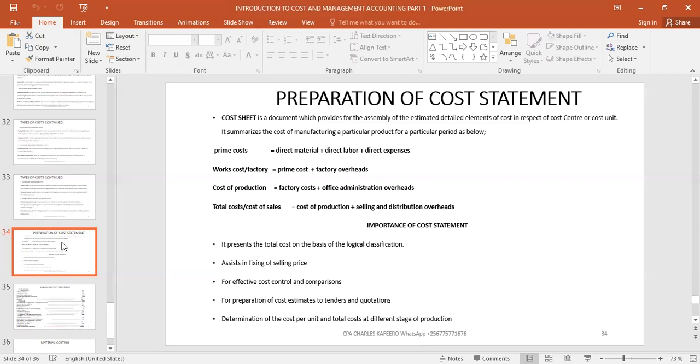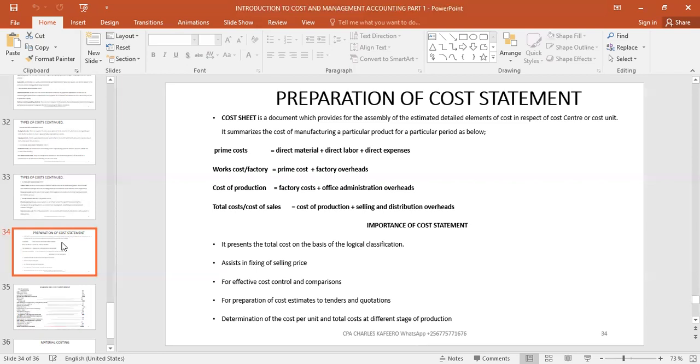The third one we can talk about is that it is used for effective cost control and comparison. When we add up the costs, we can know that in this scenario, we have spent a lot of money on, let's say, buying materials and paying workers who are directly involved in the production. So we can compare with what we incurred last time, and we see how we can reduce the costs.